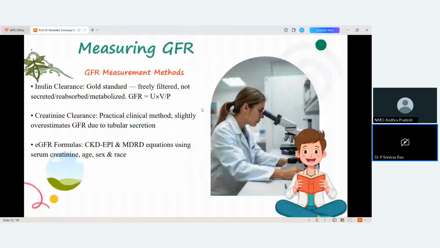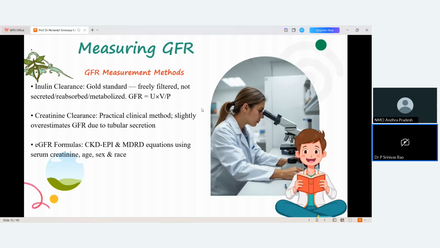Measurement, inulin clearance. This formula also you have to remember because this is given in the practical examination. GFR is equal to the quantity in the urine, U, by V by P. Then creatinine clearance, eGFR, which I was telling you, is also a way of measuring GFR. I am not talking about this in detail because this will be told in biochemistry.